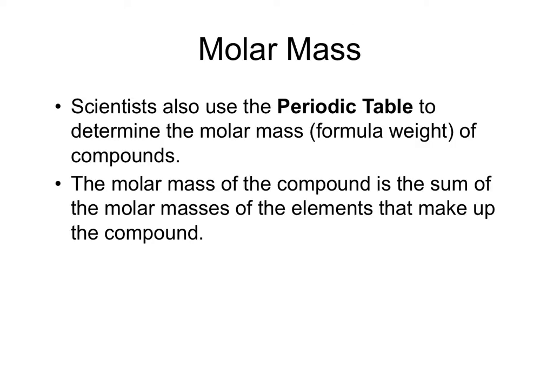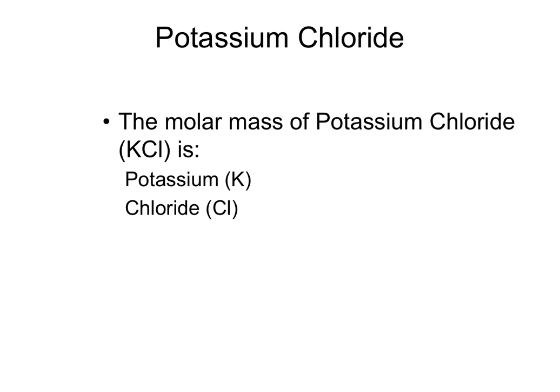We can also use the periodic table to determine the formula weight of compounds. The formula weight of a compound is the sum of all of the molar masses of the elements that make up that compound. So if I want to know the formula weight, molar mass, of potassium chloride, KCl, I'm going to take the mass of all of the elements in that compound.